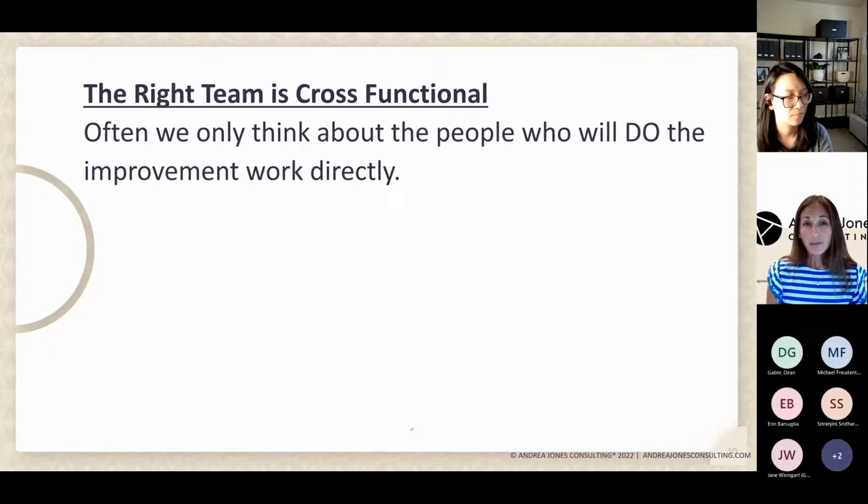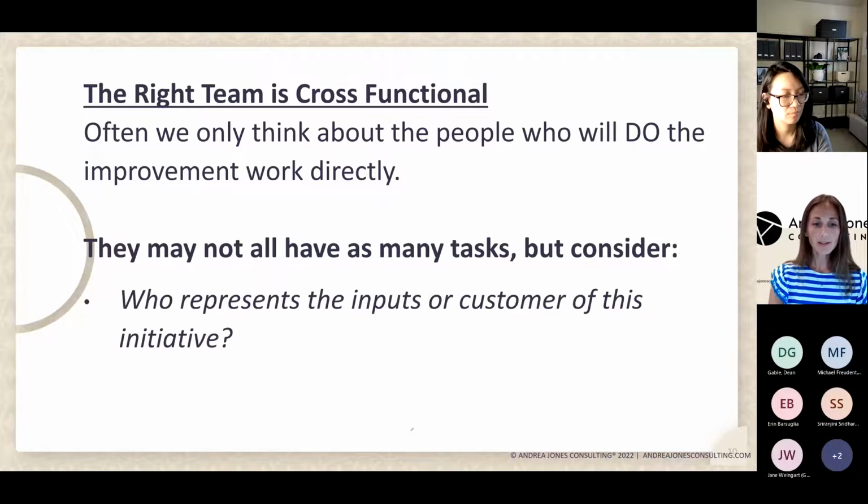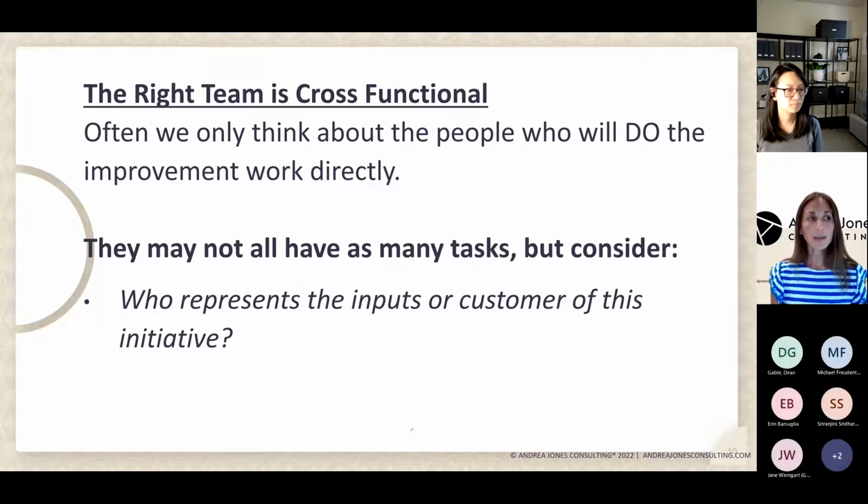All right, and I think we often think about only the people doing the work being part of the project. That's really more traditional, but in an Agile model, we want to involve all the stakeholders in some way. So they may not have as many tasks, but really think about who's representing the inputs or the customers of this initiative. It might not always be practical to bring your actual customers in from different companies, but for internal processes, certainly you can. Or you can bring in a customer service person that represents them in some way.